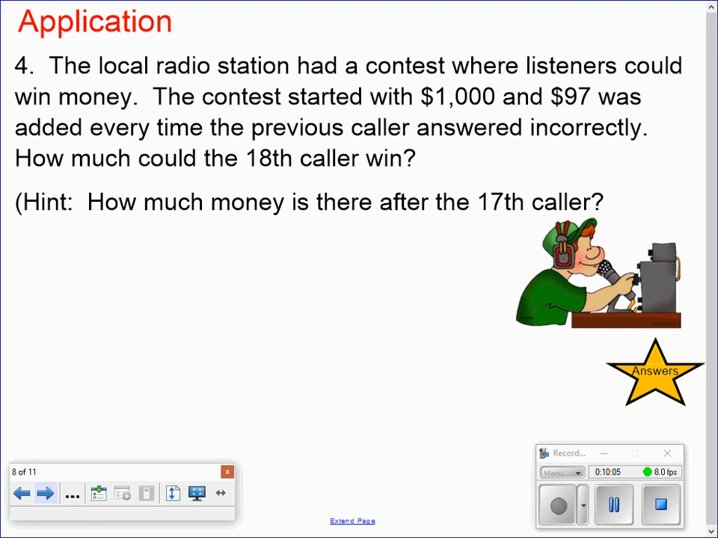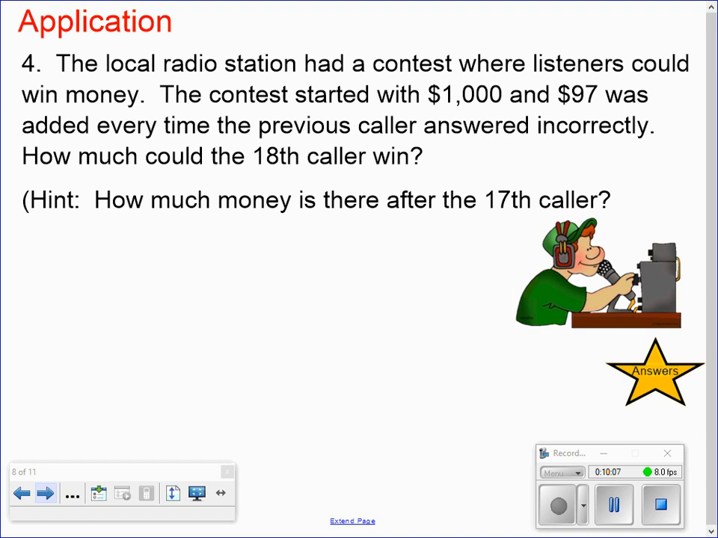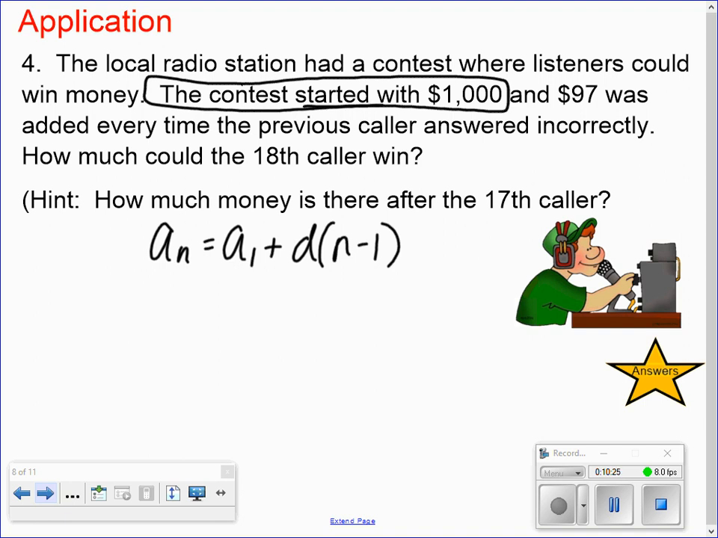So remember that we're writing our arithmetic sequence, which is a sub n equals a sub 1 plus our common difference times n minus 1. Alright, so we need the first term. The first term is not 1,000. 1,000 is the initial value. So if I want the first term, I need to take 1,000 and add my common difference, because we know that 97 was being added each time, so that's our common difference. So our first term is actually 1,097 plus our common difference, which we know is 97 times n minus 1.